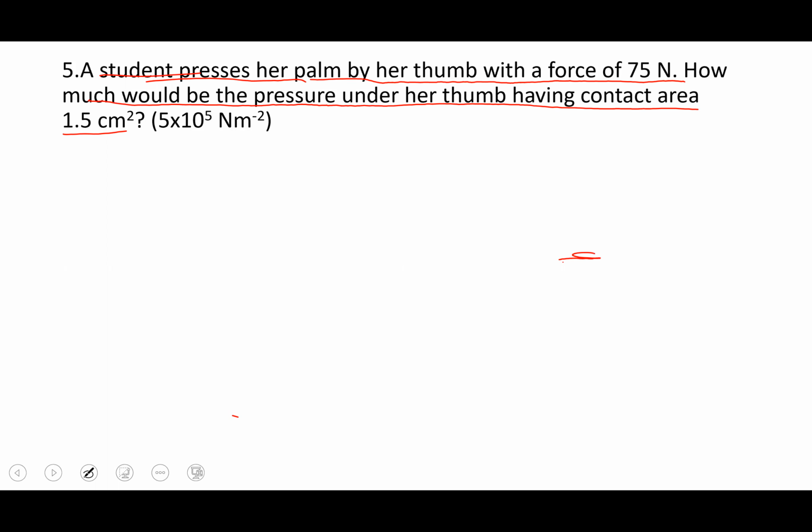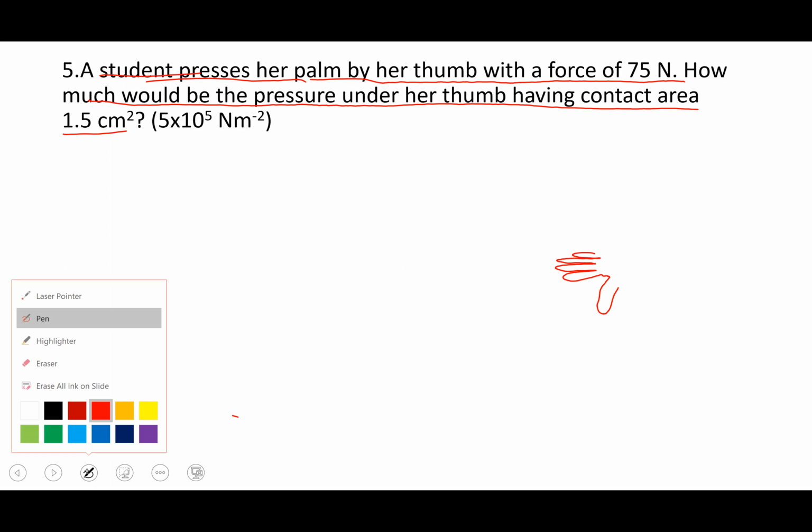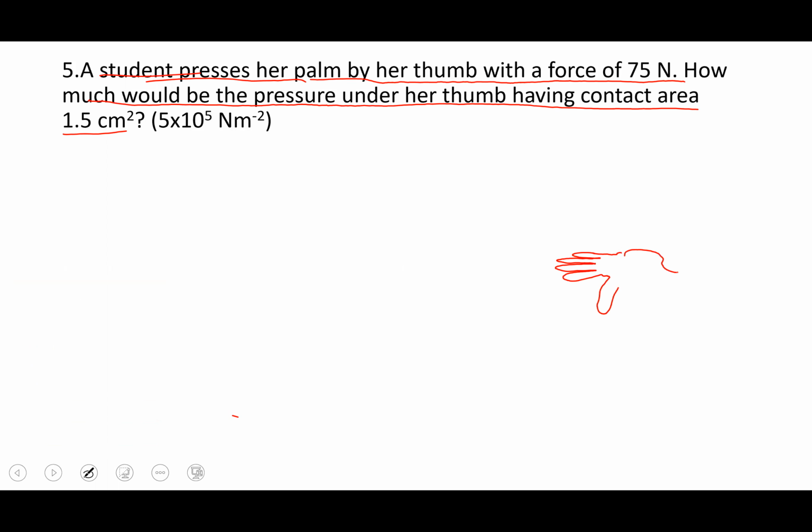Now here is, let's say, a hand, we draw it, and this thumb over here, and a student basically presses her thumb. The thumb is too large now. Let me clear it out. Here's the thumb, and she is curling her fingers. And here's the force applied, which is 75 Newton. The area under which the force has been applied is 1.5 centimeter square, and we have to calculate the pressure at this point. How much pressure is she feeling?